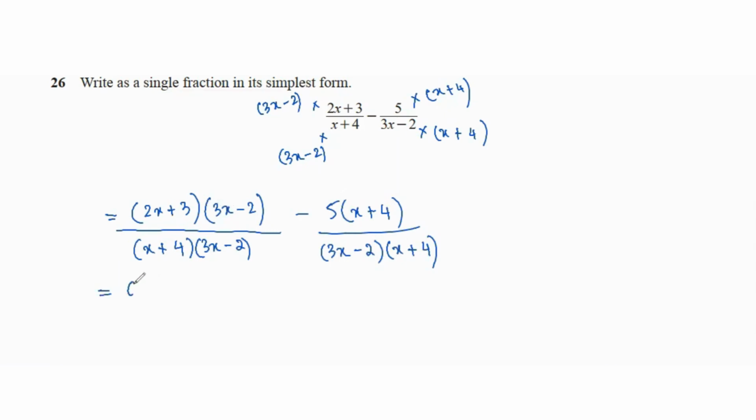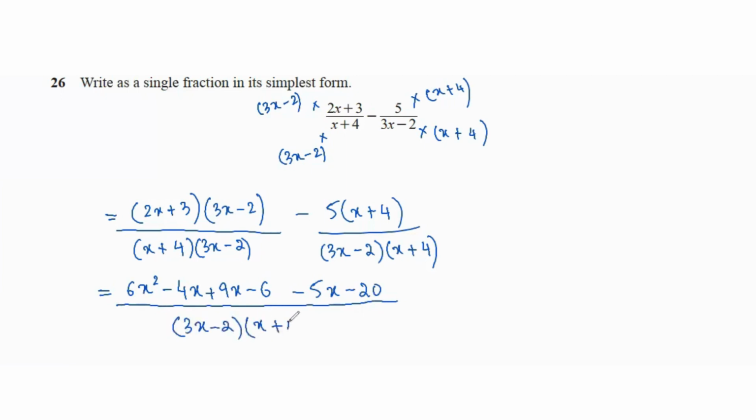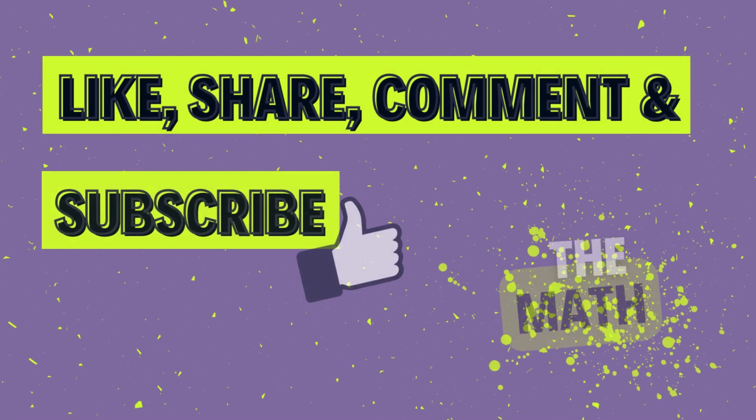Expand the brackets. 6x squared minus 4x plus 9x minus 6 minus 5x minus 20. I'm going to write it as a single fraction, and the denominator is going to be 3x minus 2 times x plus 4. So now we combine the like terms. 6x squared remains as it is. Negative 4x plus 9x is 5x, and 5x minus 5x is 0, so x goes. And negative 6 minus 20 is negative 26, over 3x minus 2 times x plus 4.